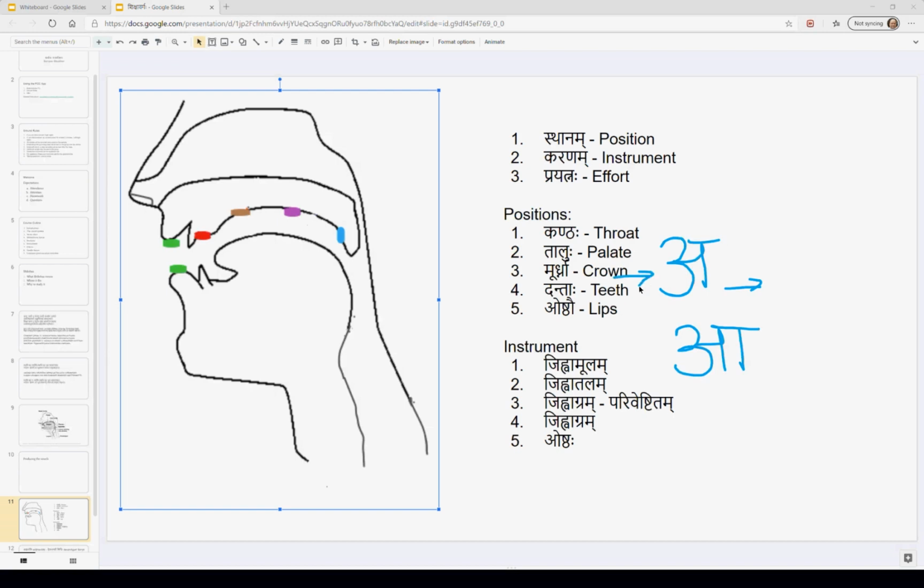Now, what is the position of the mouth? The throat is relaxed for both, and the position of the tongue is neutral for both. But what is the condition of the lips, or the opening of the mouth? For the short a, it is slightly open. And for the long a, it is wide open, vertically.